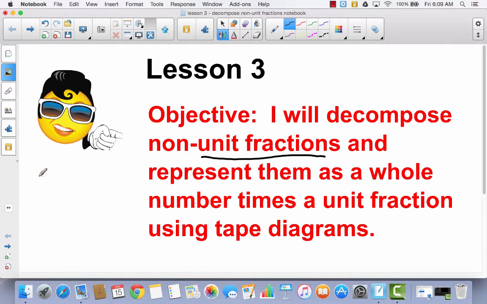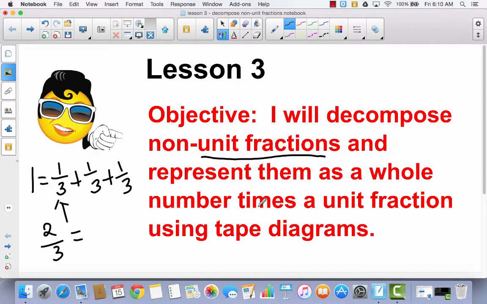If I had a whole and it was divided into thirds, I would create a sum of unit fractions. These are unit fractions. They have a numerator of 1, and then they have a denominator of how many parts they are. So today we're going to break down non-unit fractions. If this is a unit fraction, then this would be a non-unit fraction. So we're going to decompose this as a whole number times a unit fraction using tape diagrams.